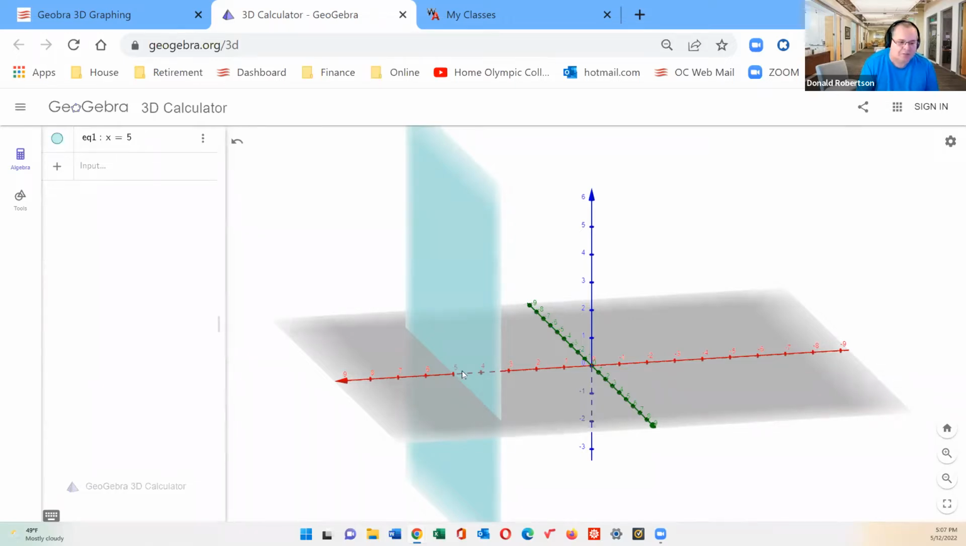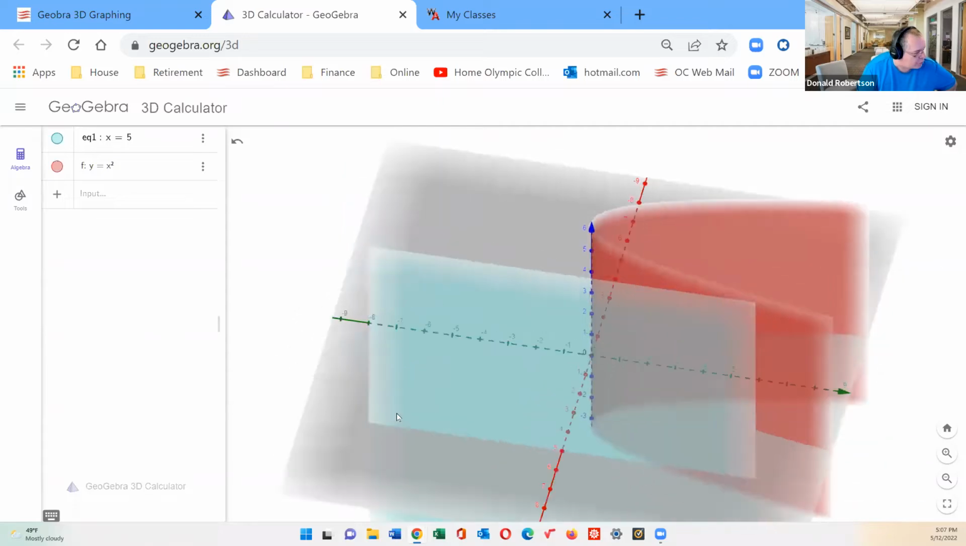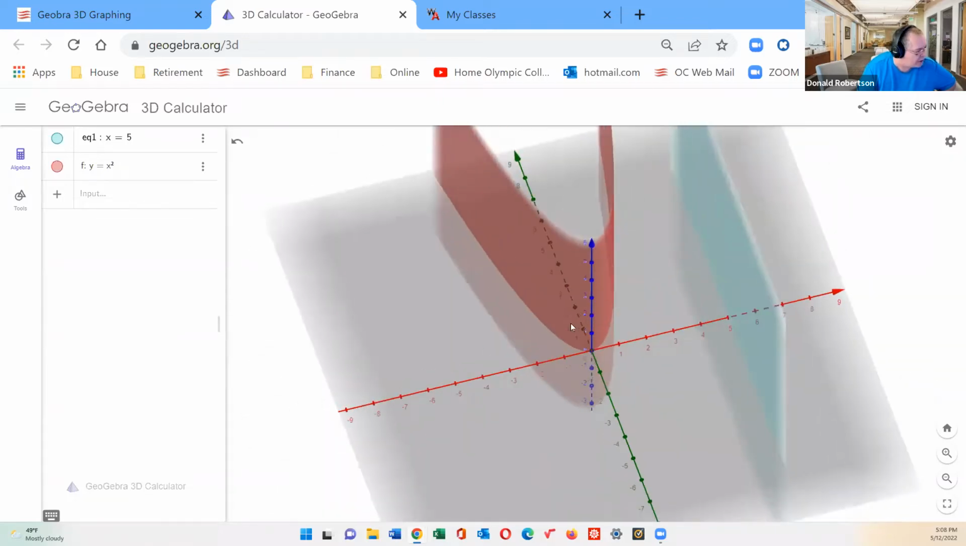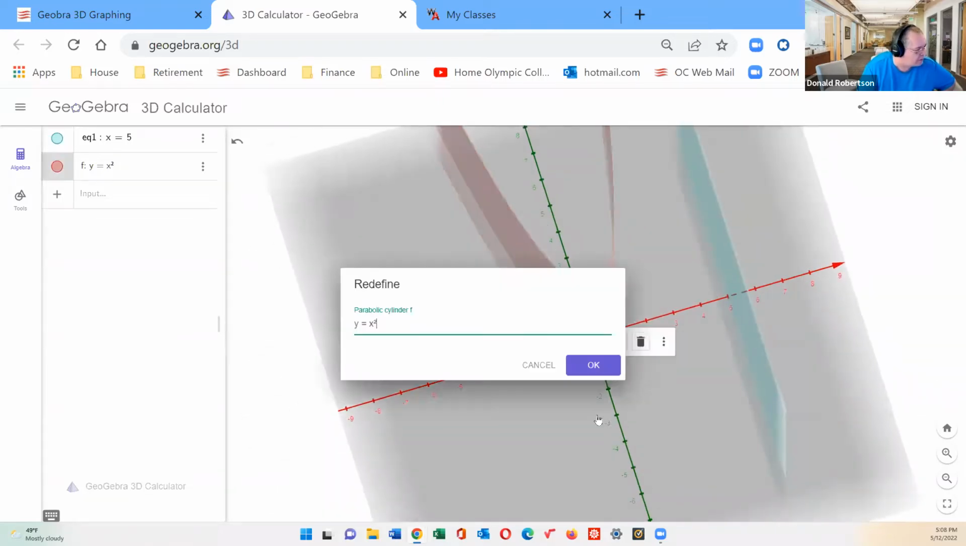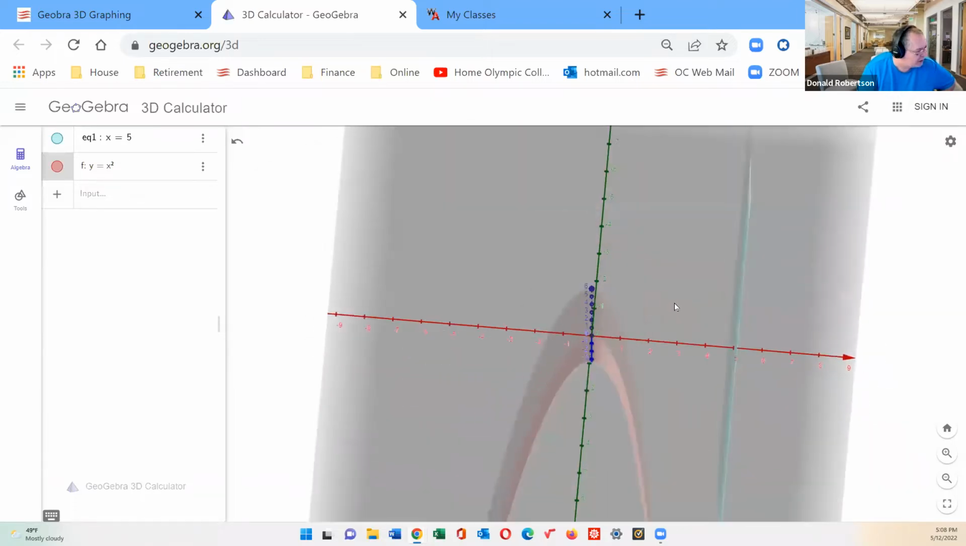It's plain paper. Now, if I type in Y equals X squared, if you orientate all the points and I turn it, oh dear. Okay.